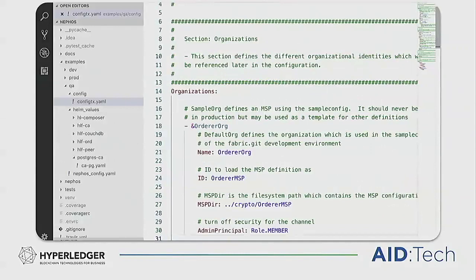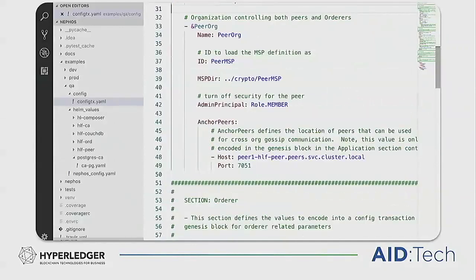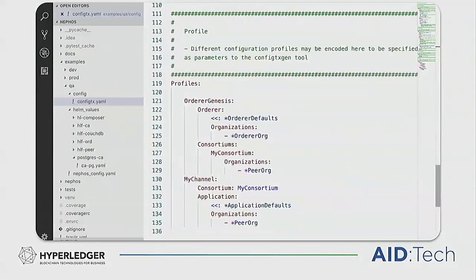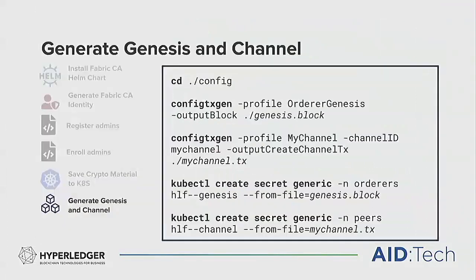So this defines an order organization. So that's where the administrator for that is working, and the peer organization. We define whether the order type is solo. In this case, it's solo, but we can actually define it to be Kafka. And the profile for this. So we have a Genesis block and a channel block. Then we can create the actual Genesis block using config.txtgen and save those secrets to the Kubernetes cluster.